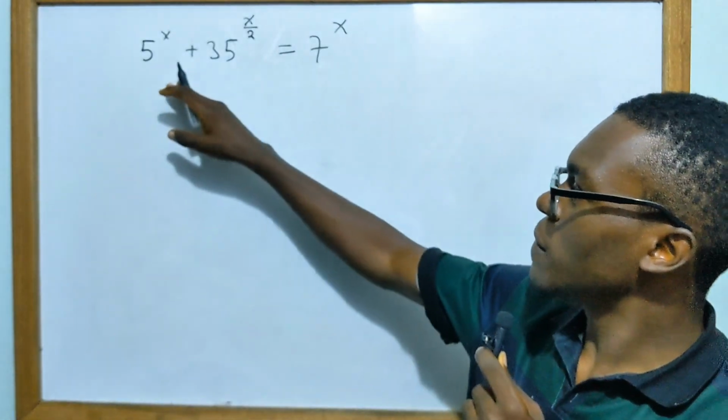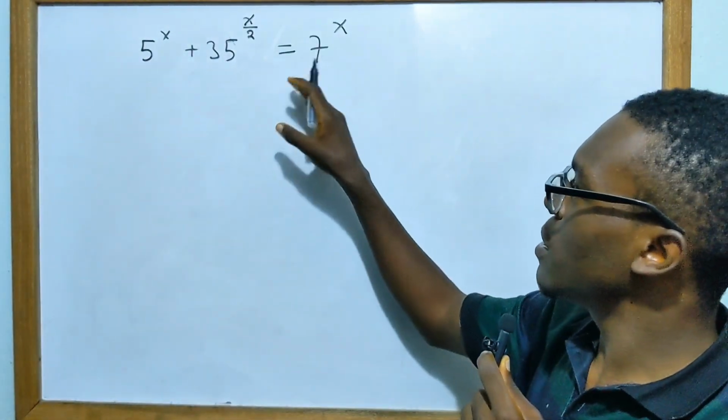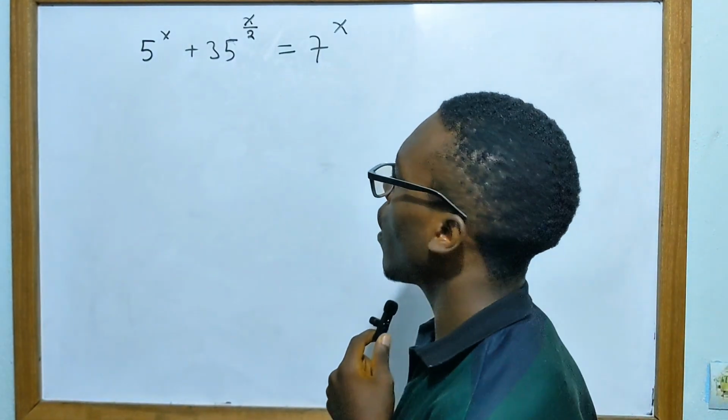It, you have to find x. This question is somehow amazing. It's an Olympic math question. How are you going to solve it?